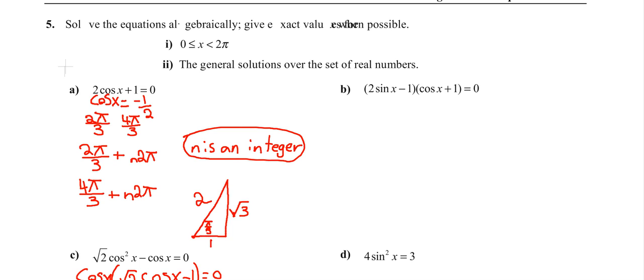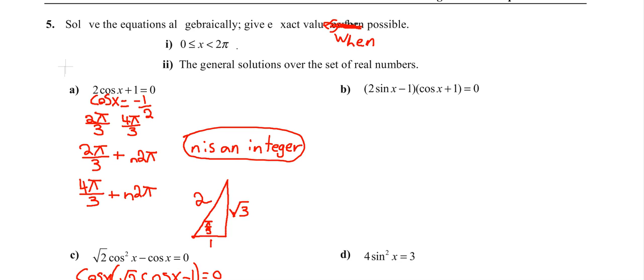So, the question is: solve the equations algebraically, give exact values when possible, in two ways: between 0 and 2 pi, and the general solution. So that's when you do plus n 2 pi, or 2 pi n, or however you want to say it.